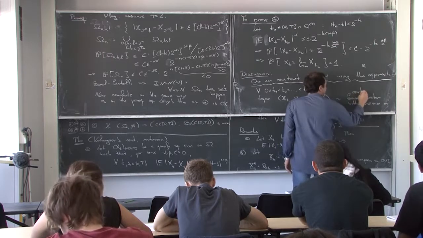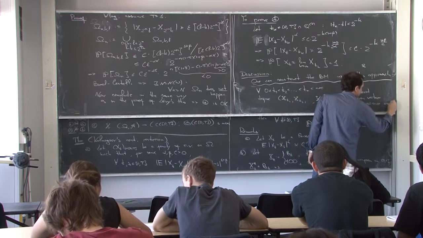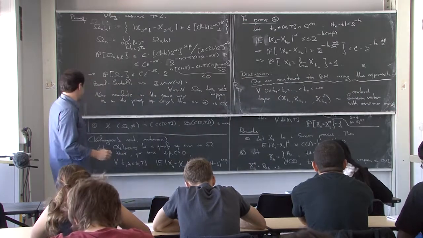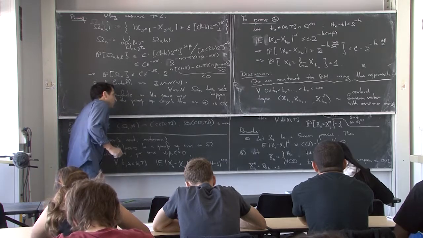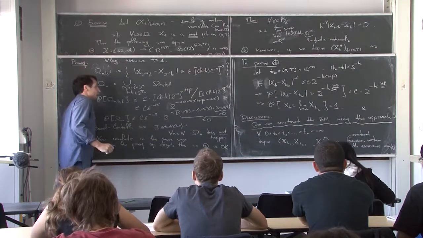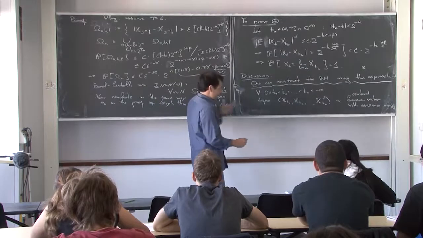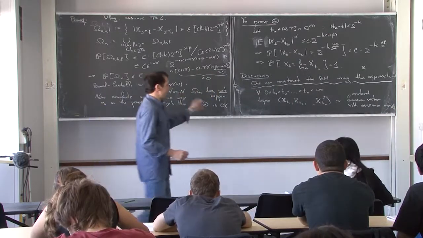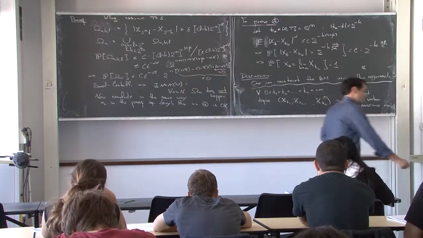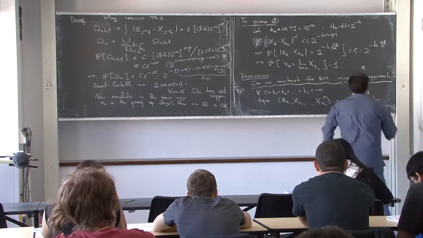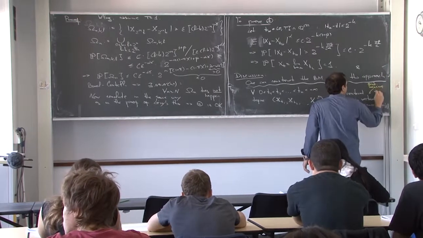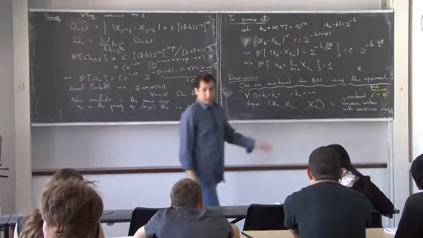Centered Gaussian with covariance min(s,t). Here there is no problem. So in particular, remember, it was this Kolmogorov's extension theorem. So in particular, you can think about this as just a probability measure in R^n. Okay.